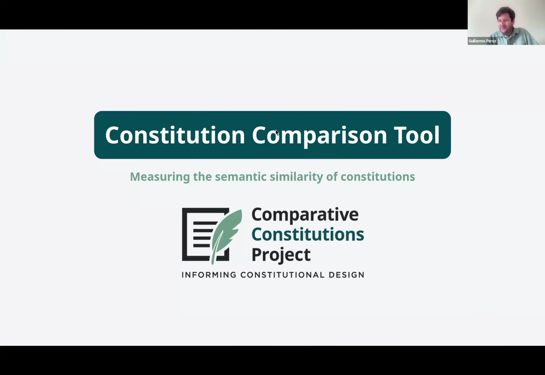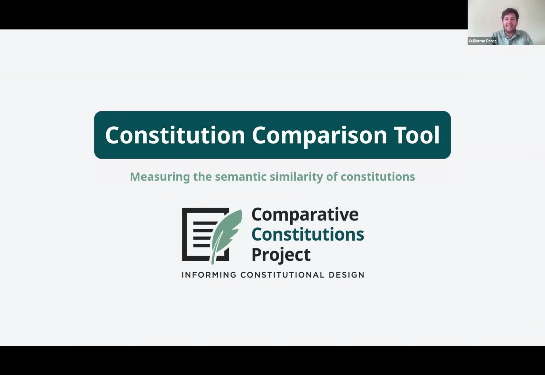I will show you today the Constitution Comparison tool. This tool is designed, in simple terms, to do two principal methods. First, a textual alignment, and second, a thematic alignment. Together, these approaches try to provide a more complete picture of how constitutions relate to one another.